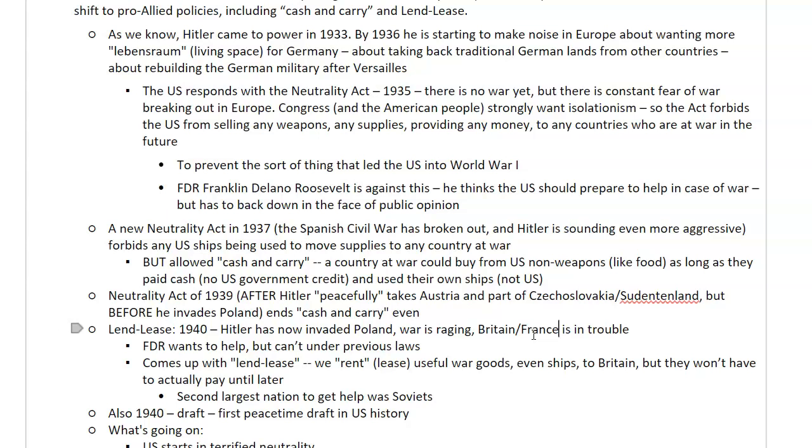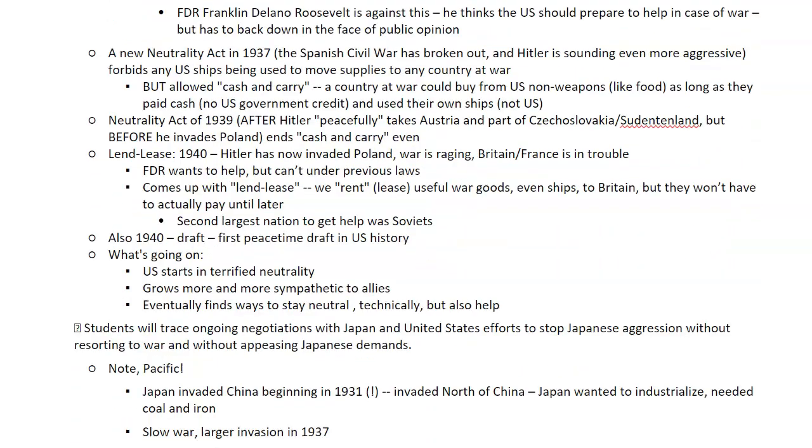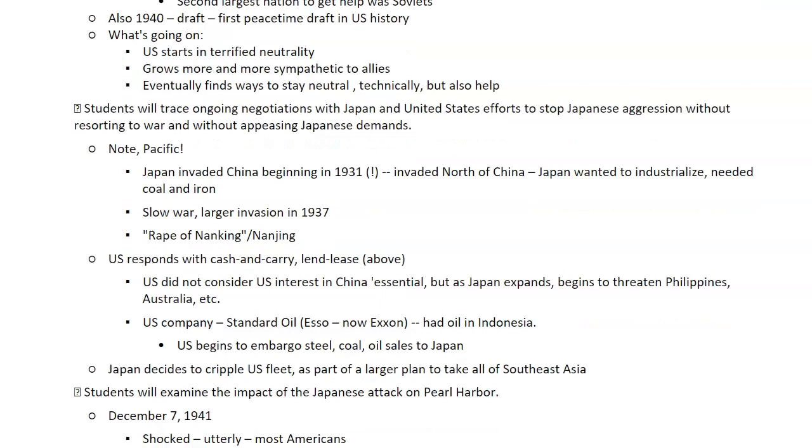FDR does something else. He starts a draft, the first peacetime draft in U.S. history. We had done a draft twice before, once in the Civil War and once in World War I, once the war had started. FDR starts a draft in 1940. The war is going in Europe, but we have no part of it. Once again, FDR sees what is on the horizon and wants America prepared for it.